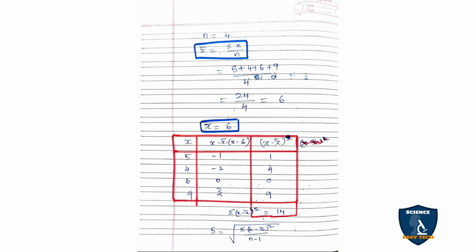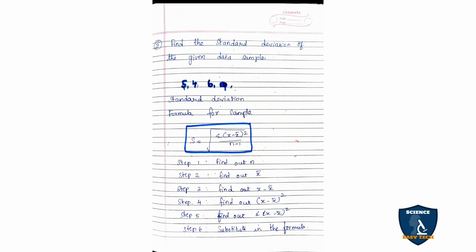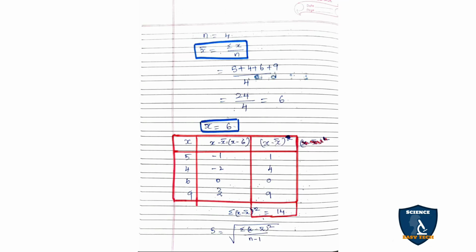So here, how many samples? 1, 2, 3, 4. So n is equal to 4 samples. Next, x bar you have to find. The formula for calculating x bar is summation of x divided by n. So 5 plus 4 plus 6 plus 9 divided by 4. 4 plus 5 is 9, 9 plus 6 is 15, 15 plus 9 is 24. So 24 divided by 4 is equal to 6.